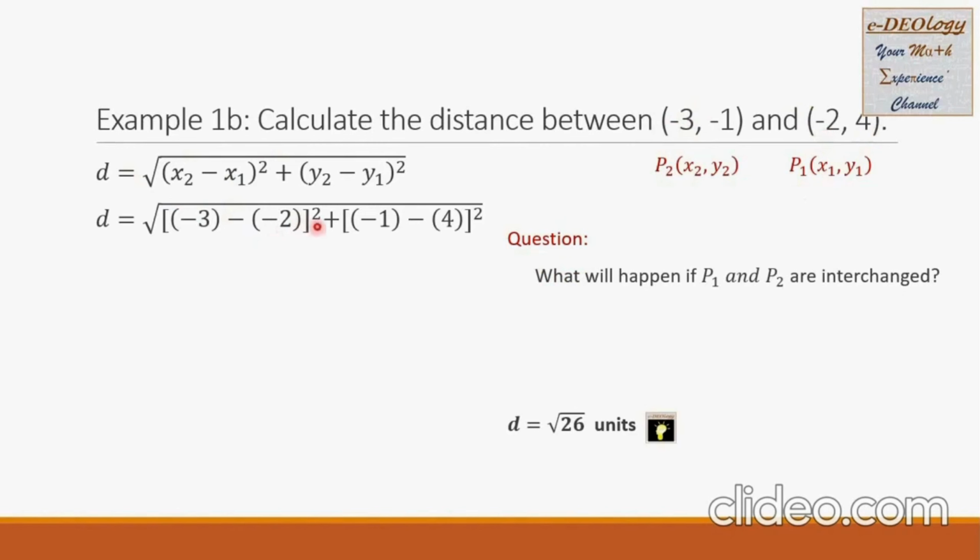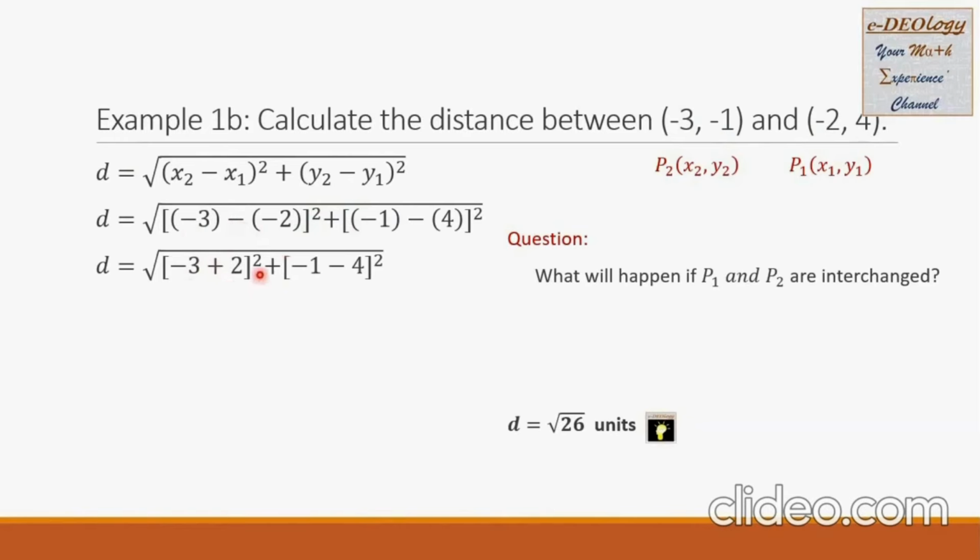Of course, we write the square, then plus y sub 2 is negative 1, then minus y sub 1 is positive 4. Then let us simplify this equation. We remove the grouping symbol from negative 3. It is now written here. The minus and the negative 2 becomes plus 2.